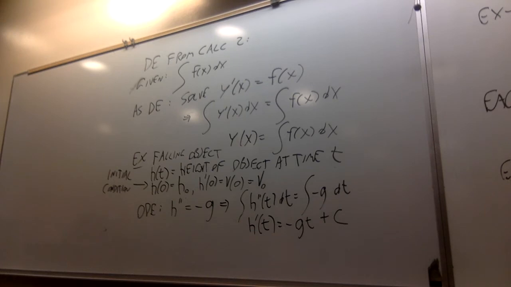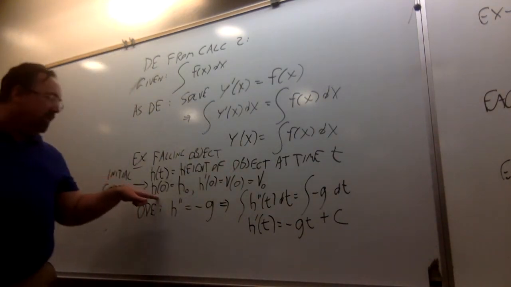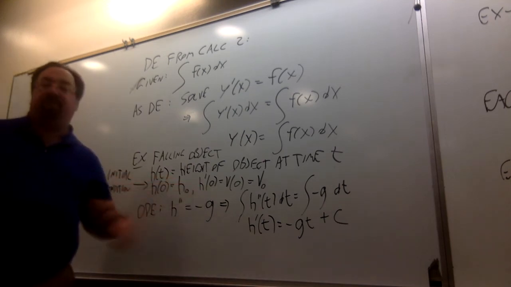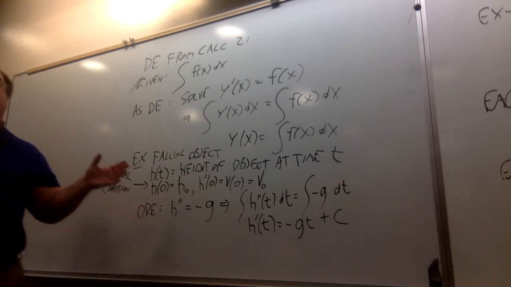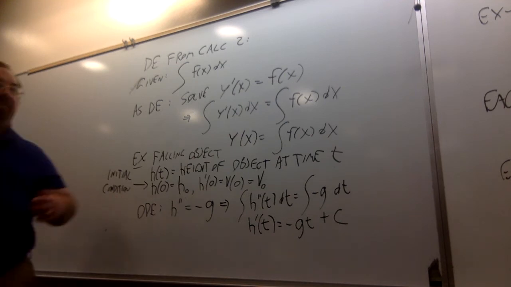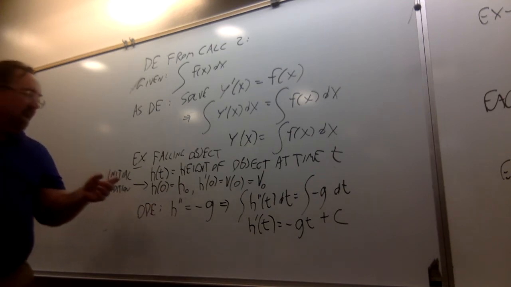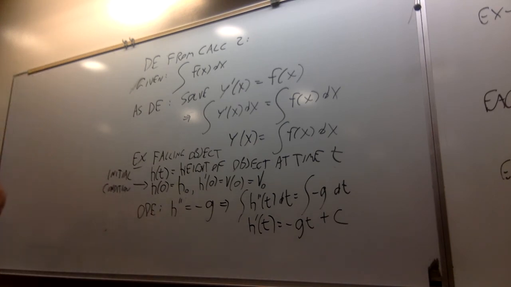So we don't have a solution just yet, but we're on our way there. And the reason why, notice I had imposed two conditions on h. I had a condition on h of 0, I have a condition on h prime of 0. Why? Because the ODE is second order. So in the first part of this course, we deal with first order ODEs. We'll have one condition that we refer to as an initial condition. When we move up to second order, whatever the order of the DE is, that's how many conditions you need to nail down a unique solution.